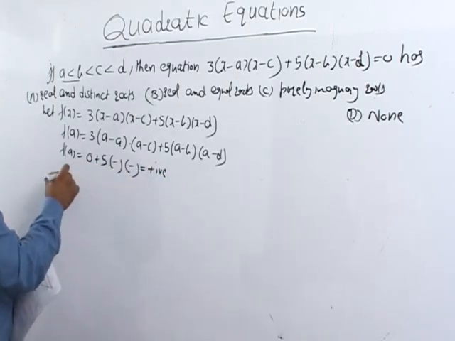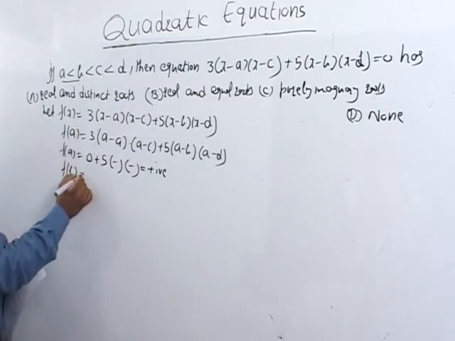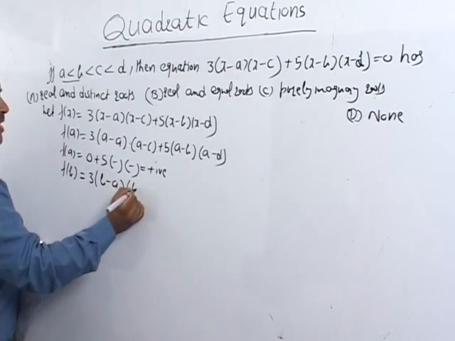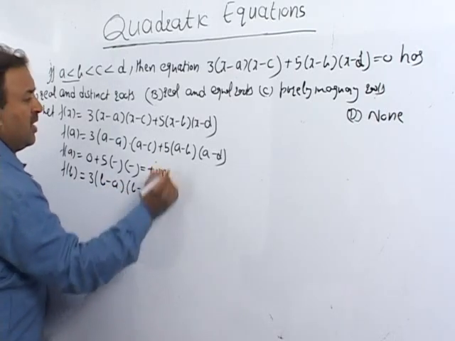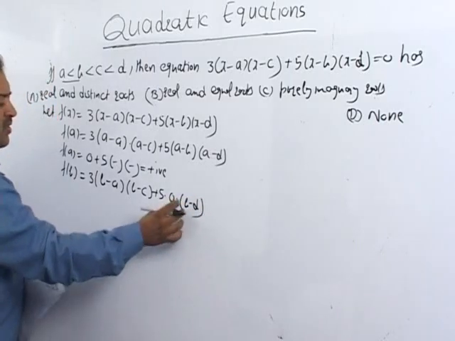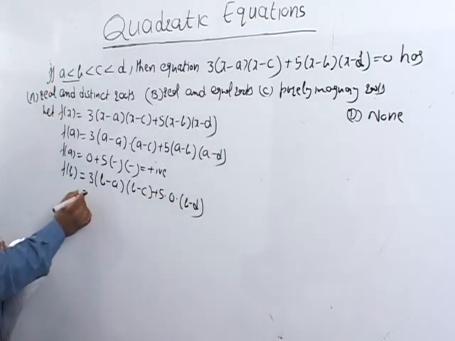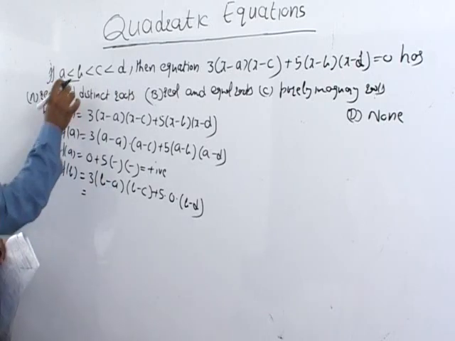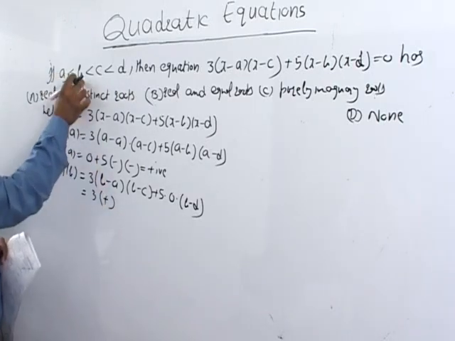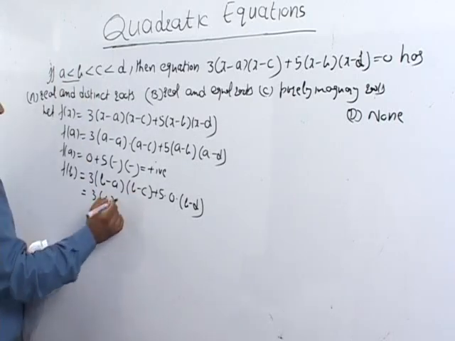Now we are calculating f of B. F of B is 3(B minus A)(B minus C) plus 5(B minus B), which is 0, into (B minus D). This term will be 0. Now we just check whether B minus A is positive or negative. This will be positive as A is less than B. Now B minus C will be negative.